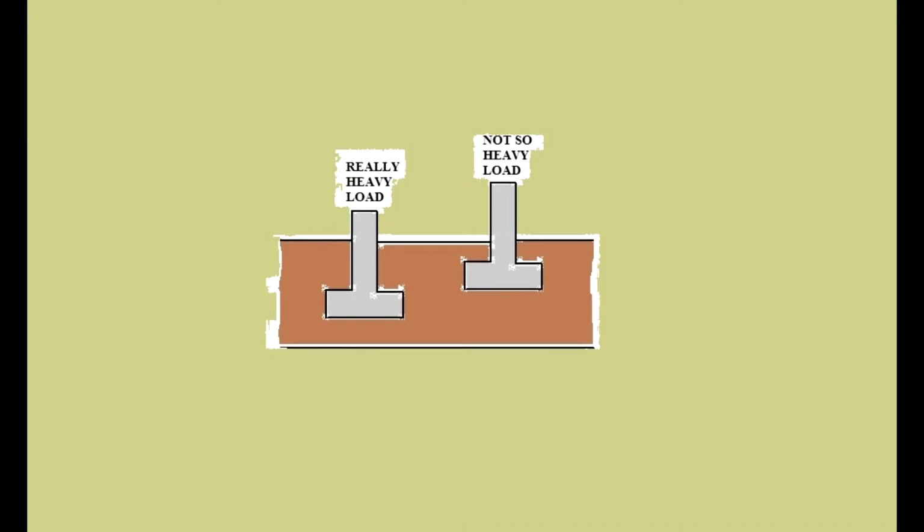The second reason is that the load applied to the soil by the building is not equal across the foundation. Some column loads are greater than others, so the soil beneath the more heavily loaded portion of the building may consolidate more than beneath another portion of the building.